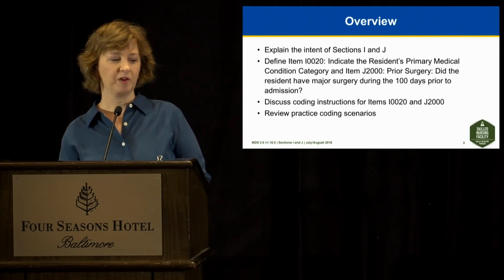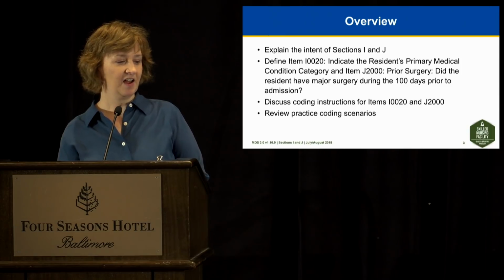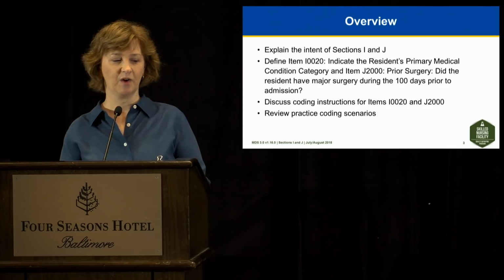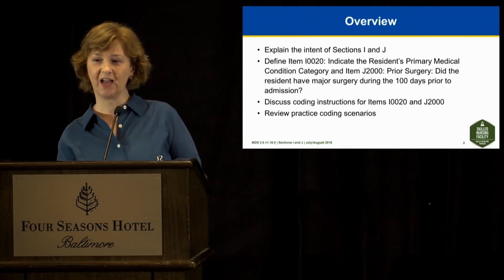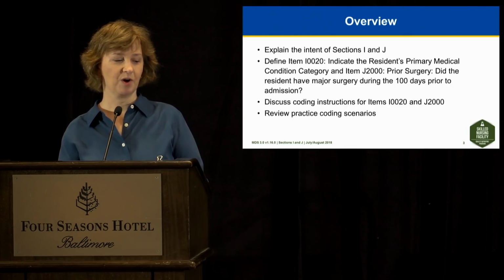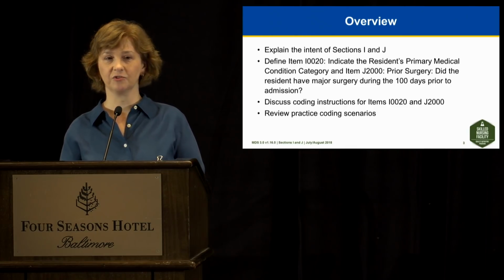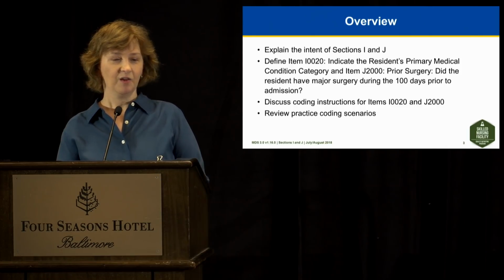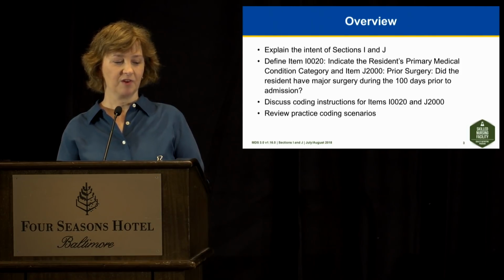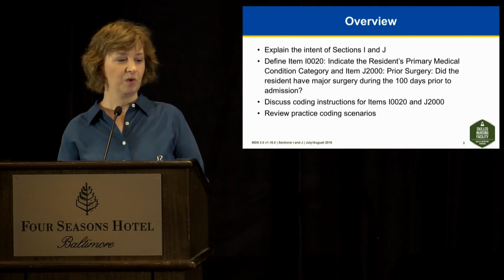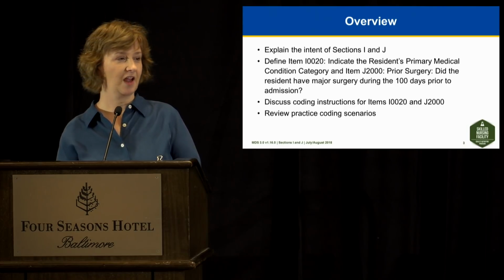It's also my hope that you'll be able to define the item I-020, which is indicate the resident's primary medical condition category, and item J2000, which is prior surgery. Did the resident have major surgery in the 100 days prior to admission? Also, it's my hope that you'll be able to discuss some coding instructions for those two items, and we will also be doing a review of some practice scenarios together.